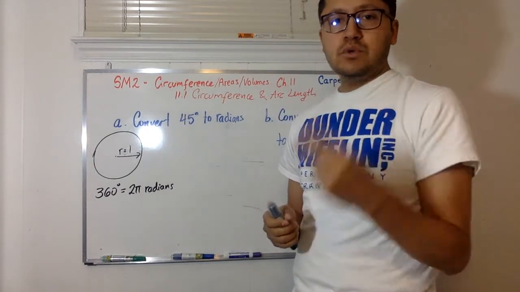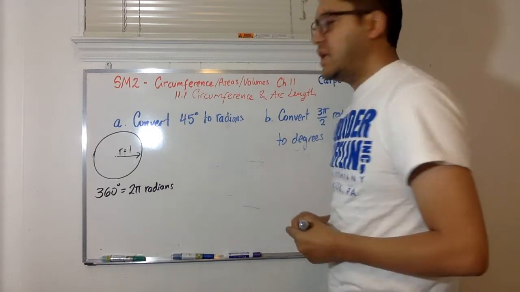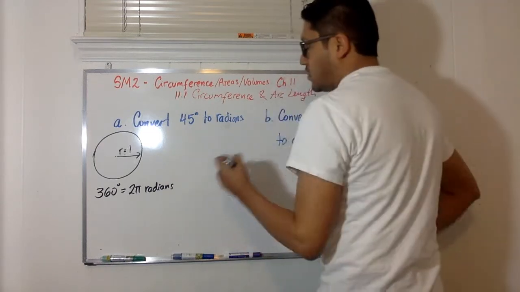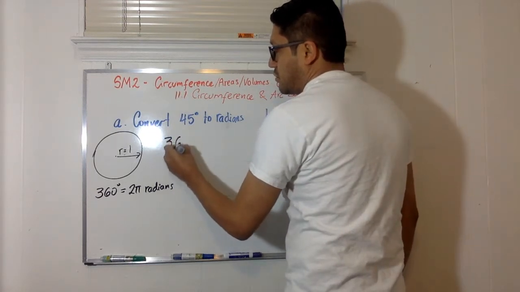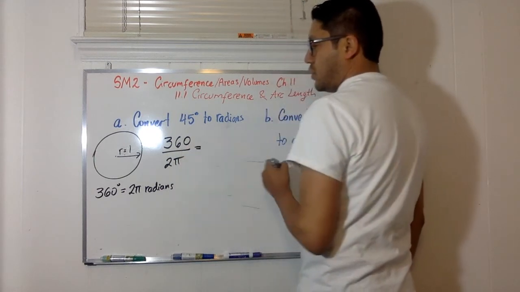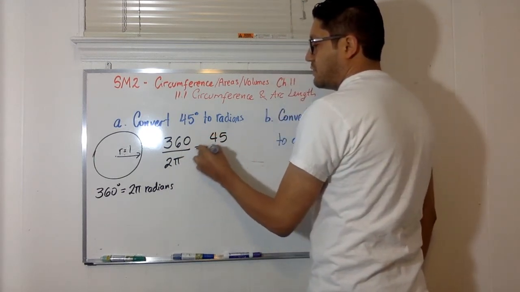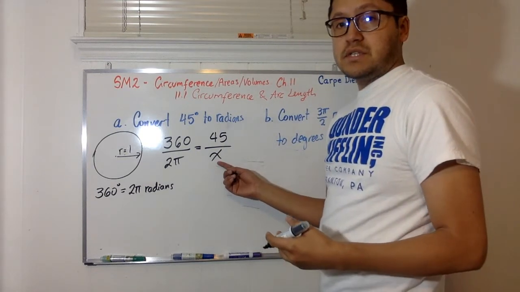So we're going to do two exercises. The first one is to convert 45 degrees to radians, right? So I know that we usually take this into account. We know that 360 degrees is 2 pi radians. So I want to know what 45 degrees is in radians. So this is the unknown value.